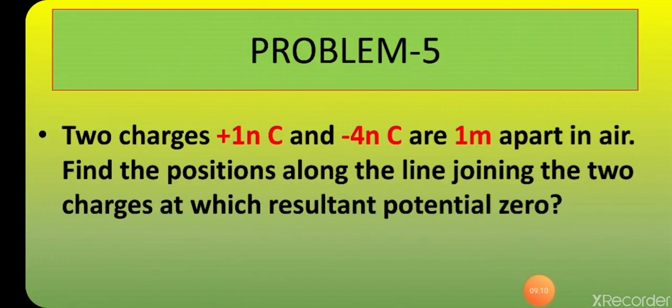Similarly, here is the next problem, problem 5. Two charges plus 1 nanocoulomb and minus 4 nanocoulomb are 1 meter apart in air. Find the position along the line joining the two charges at which the resultant potential is 0. Take this as homework, try it on your own. By looking at problem 4, you can solve it very easily, only the data are a little changed, and you have to solve it in two cases. Take it as homework.